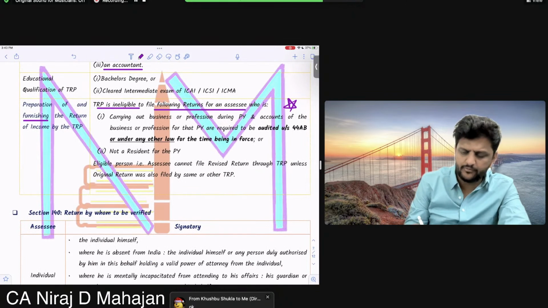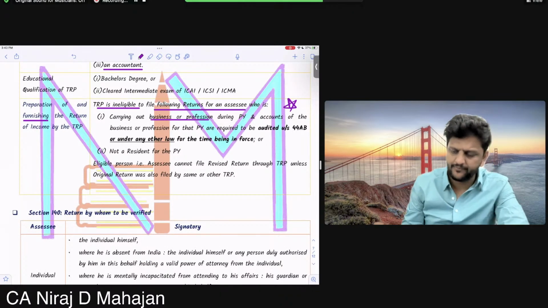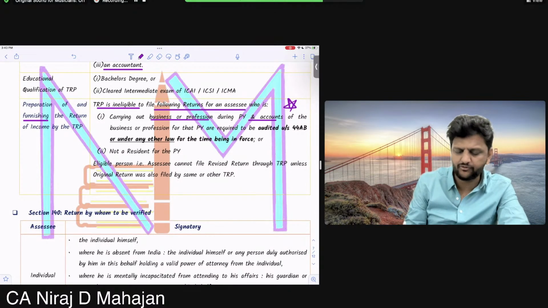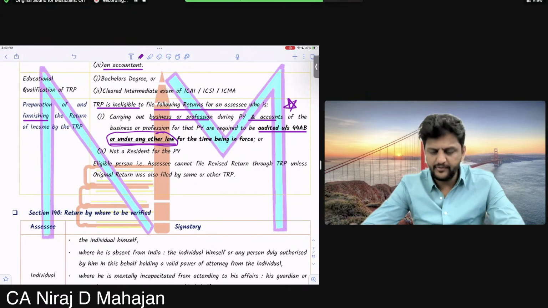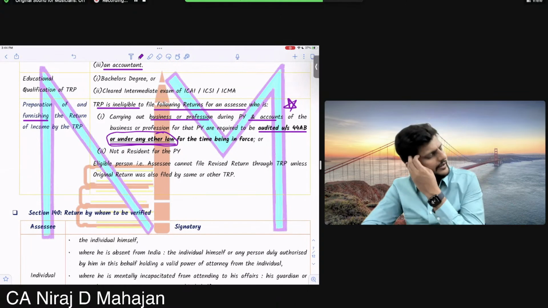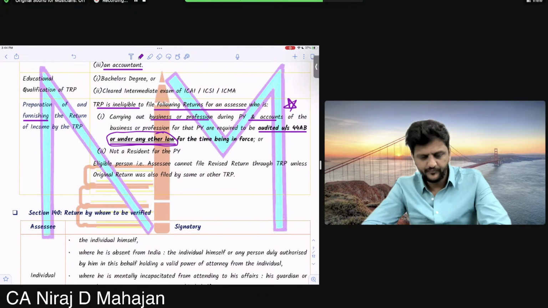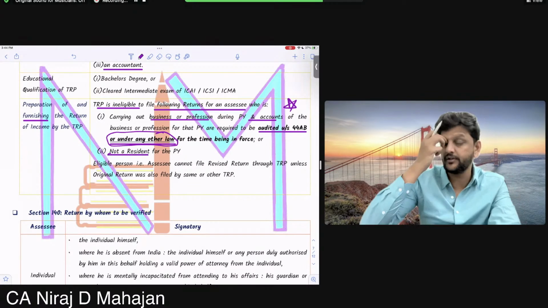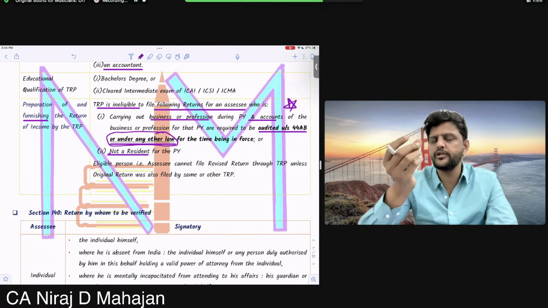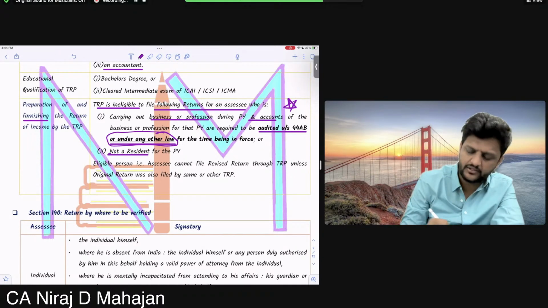The assessee is carrying on business or profession during the PY and accounts of the business or profession for that year are required to be audited under section 44AB or under any other law also. Any other law, GST, etc. For the time being in force. Basically, audit cases, he can't file the income tax return. TRP is not allowed at all. Okay? Or not a resident for the current year. So NRI or non-resident, बच्चों, even TRP cannot file the returns.